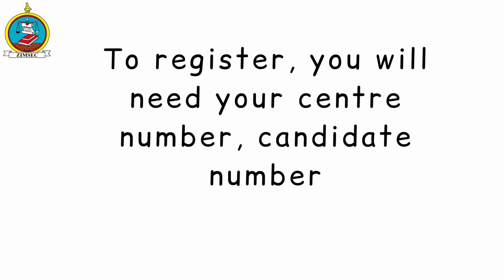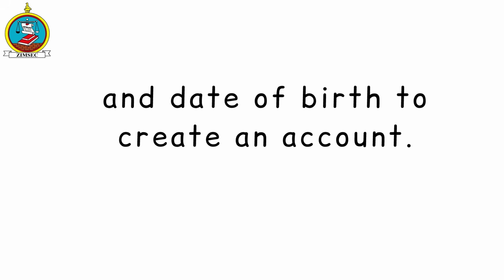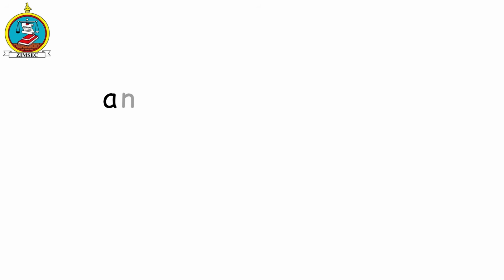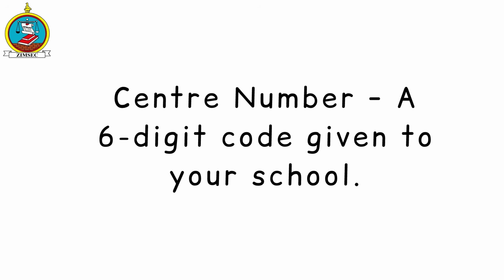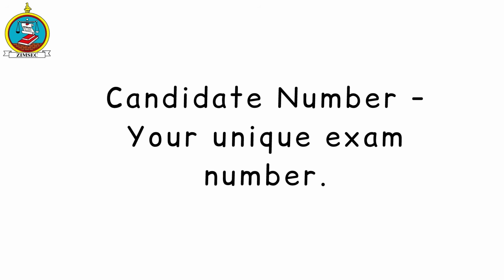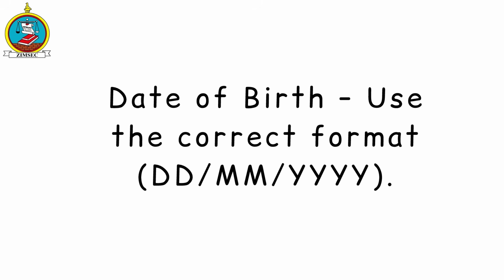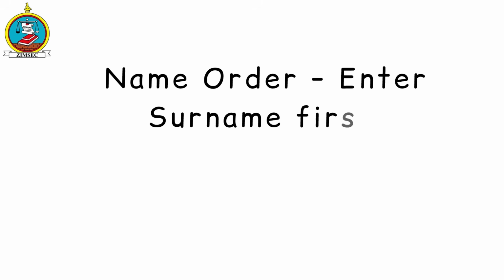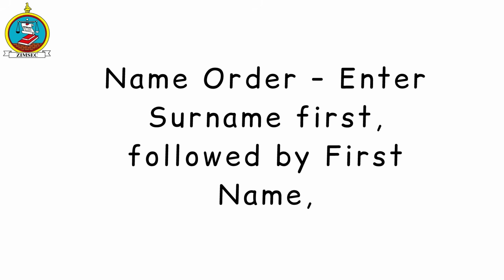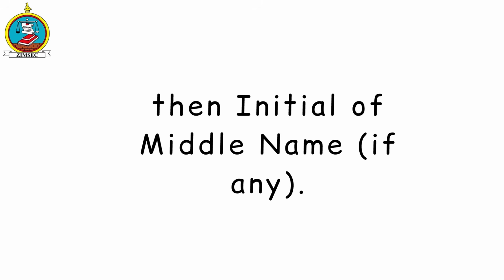To register, you will need your center number, candidate number, and date of birth to create an account. Center number is a digital code given to your school. Candidate number is your unique examination number. Your date of birth, use it in the correct format: day, month, and year. Name order. Enter your surname first, followed by your first name. Then initial middle name, if you have any.